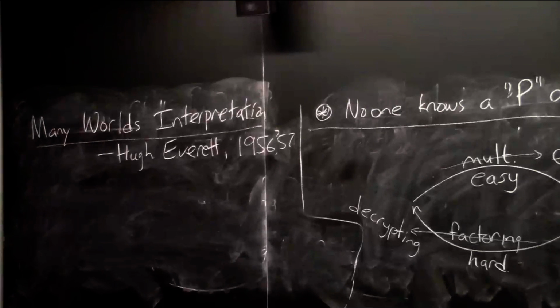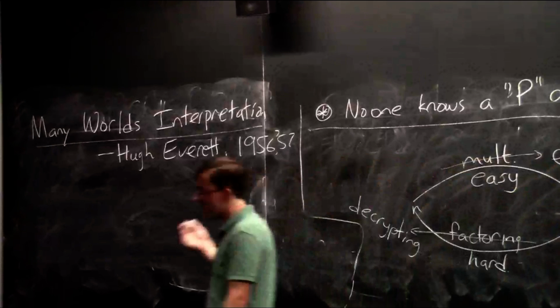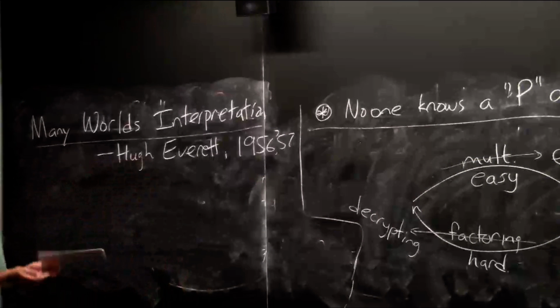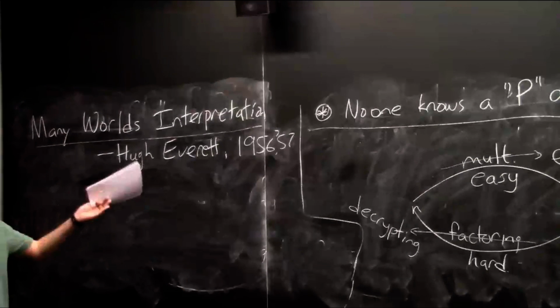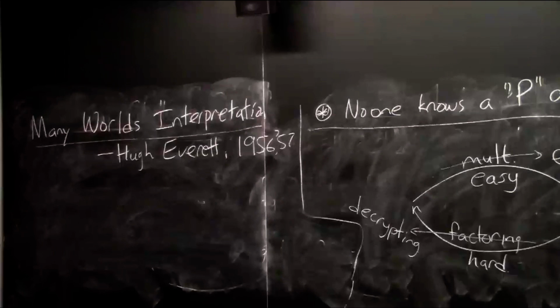And so philosophers of science and quantum physicists themselves have tried to make some kind of philosophical sense of this. One interpretation they have is the many worlds interpretation, which posits that these 2 to the 1,000 numbers are stored in 2 to the 1,000 parallel universes.